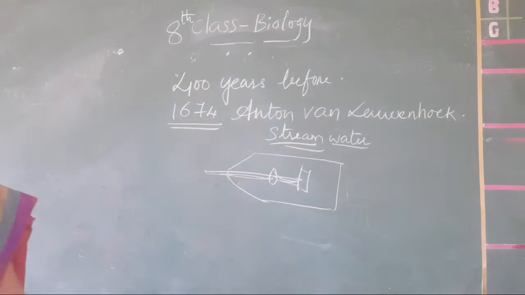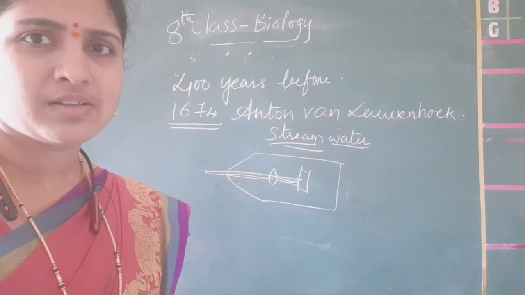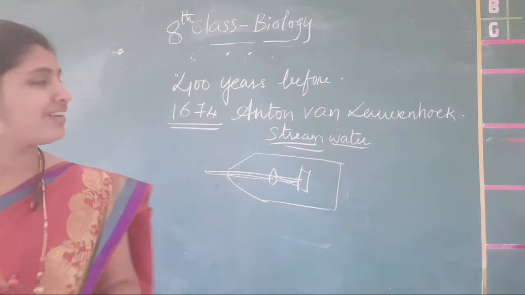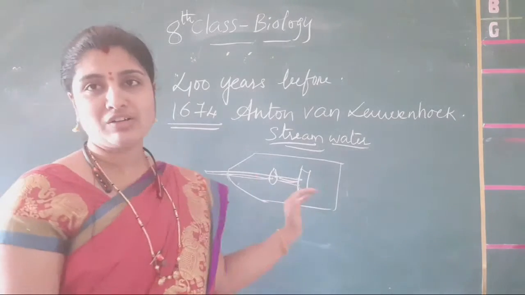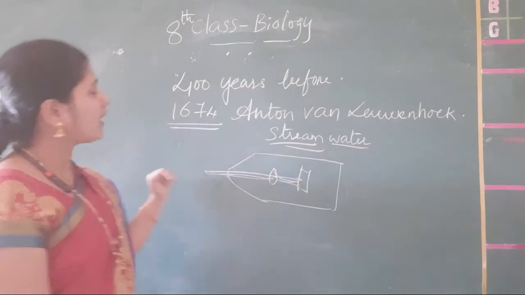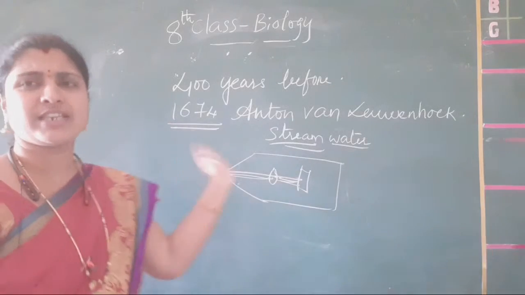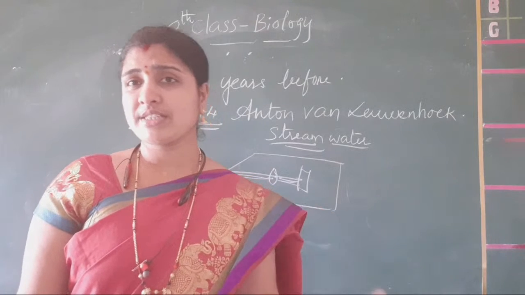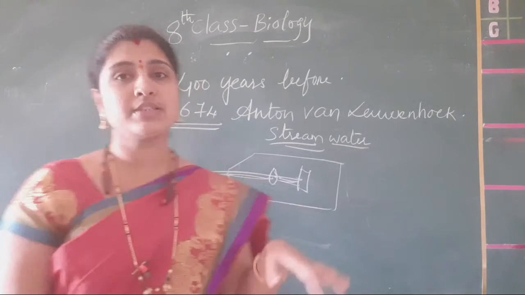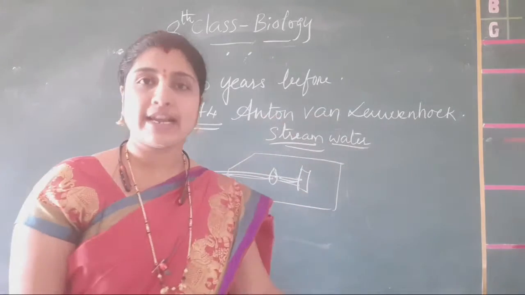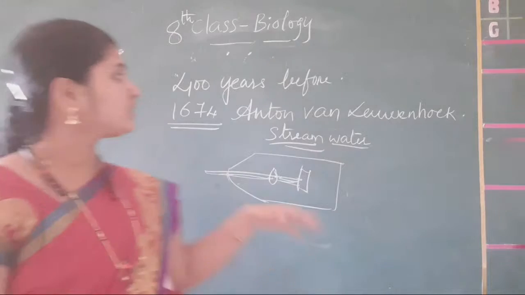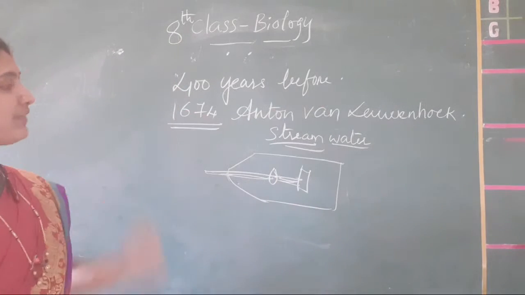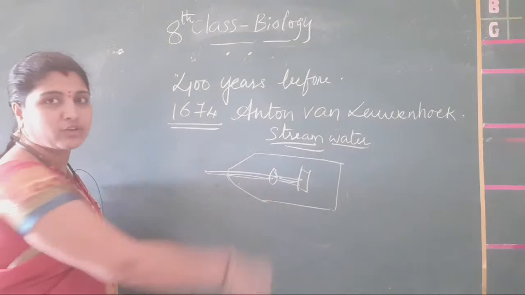This is the type of microscope used by Antony van Leeuwenhoek during 1674. Okay students, you follow, you will get better understanding. So what happened in 1674? Before 1674, no one knew about microorganisms, students. But after 1674, it was possible. Why? Because Antony van Leeuwenhoek, a scientist, a human being, used this type of microscope.